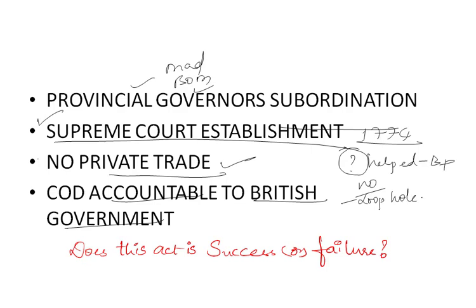There were so many loopholes in this Regulating Act of 1773. The East India Company's Court of Directors was corrupt. So how will they account all the information to the British Parliament?